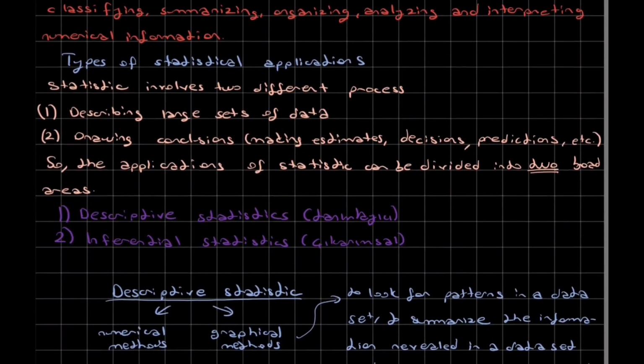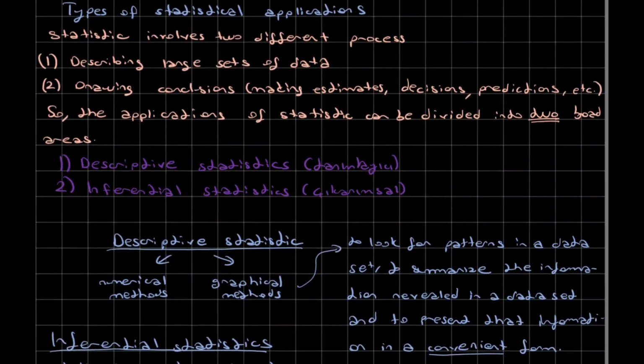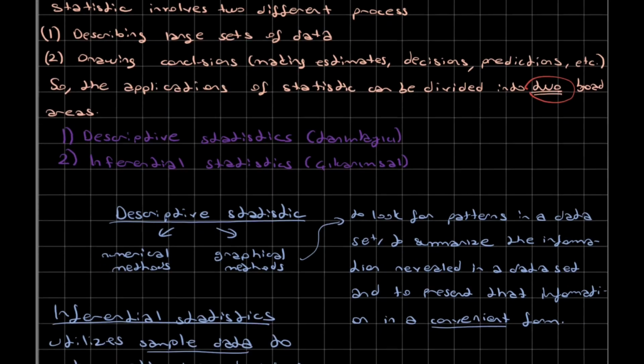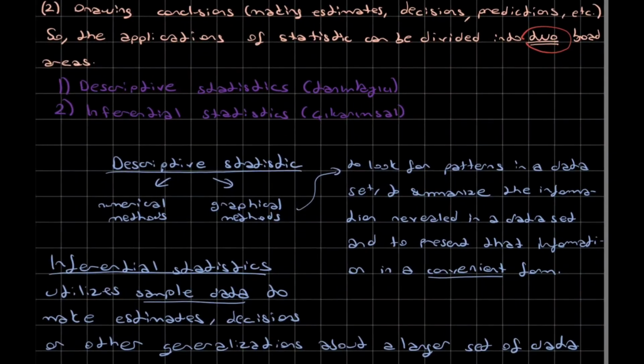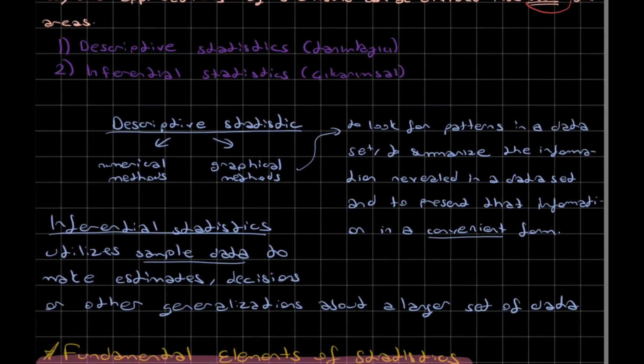What are the types of statistical application? Statistics involves two different processes. One, describing large sets of data. Two, drawing conclusions, making estimates, decisions, predictions, and so on. So the application of statistics can be divided into two broad areas. One, descriptive statistics, tanımlayıcı. Two, inferential statistics, çıkarımsal.